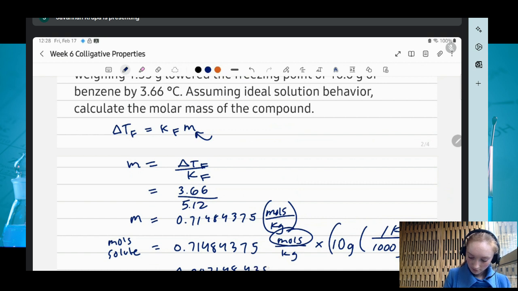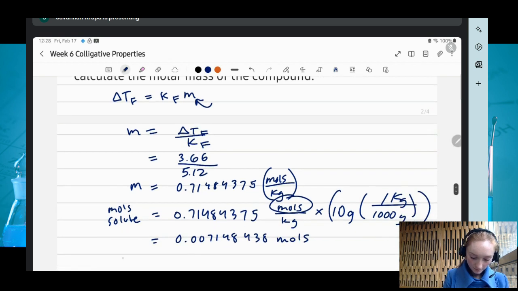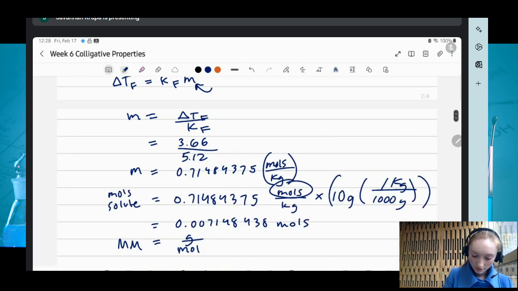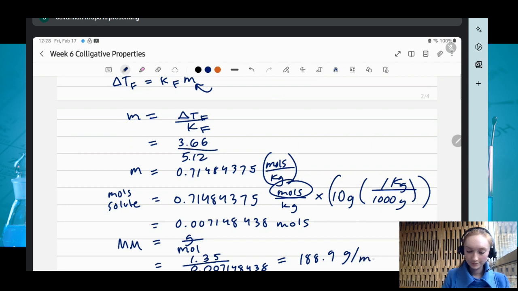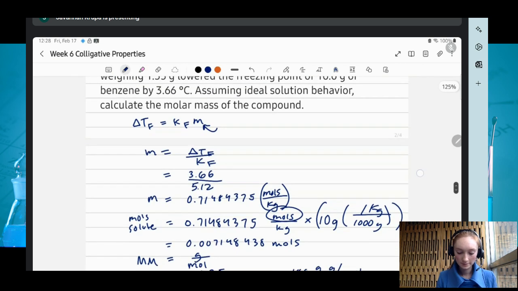And so now when we calculate this out, we will get a value of 0.007148 moles. And because in the problem it said the grams of the unknown compound, the molar mass is equal to grams per mole. So using the grams that we were given, 1.35, divided by the moles that we just found, 0.007148, will give us a molar mass of 188.9 grams per mole. So that is how we solve this problem.